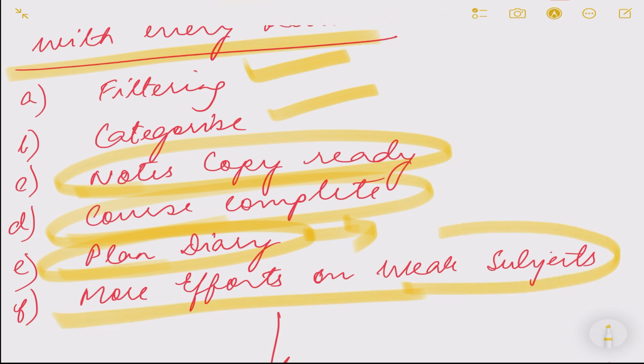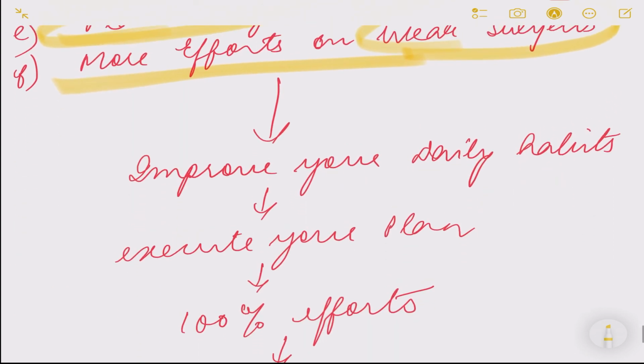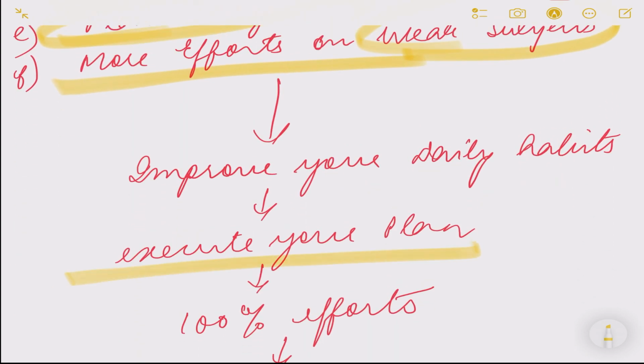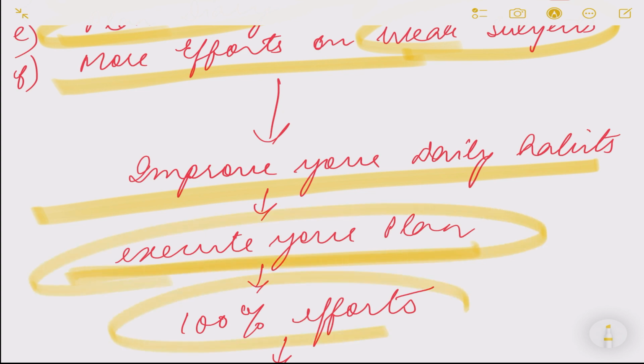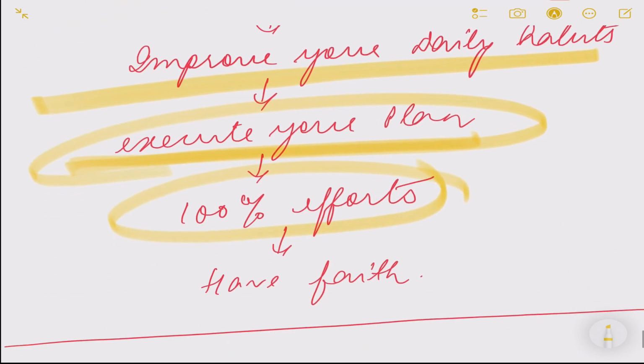Put more effort on your weak subject, because each and every subject is very, very important. So basically improve your daily routine, daily habits, execute your plan, and then your 100% efforts will be seen, and I'm sure you'll come out with flying colors. So now I'll give you the detailed analysis of each and every subject with each and every chapter.